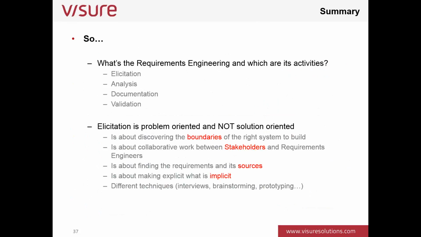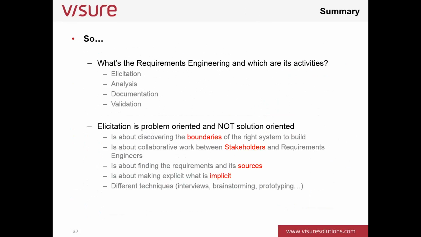It's about finding the requirements and their sources. Okay, along with each requirement, we must identify the source of that requirement. We must trace that requirement to the source, because if at any point we have some problem with this requirement, this is incompatible with this one, or we cannot implement this requirement because the technology is not good enough, we can go back to the source and analyze that and check that with that source.